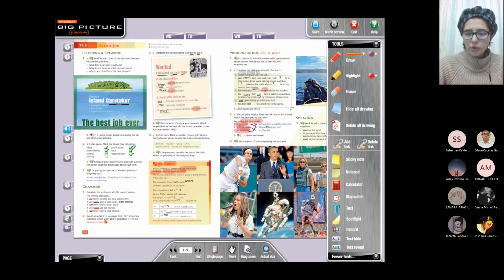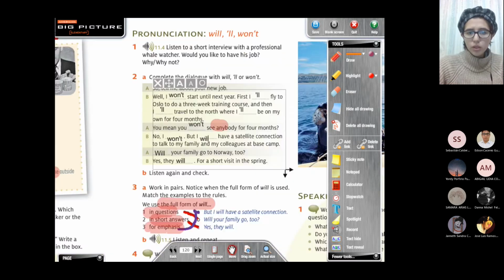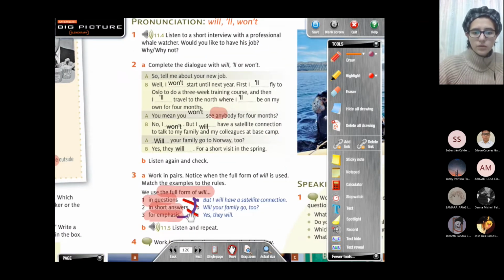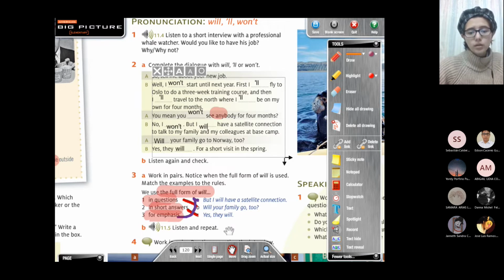Any questions you have here? ¿Alguna duda o pregunta que tengan con esto? This is important for you to remember when to use the full form, right? Acuérdense que siempre en short answers, ya sea de cualquier verbo, we're going to say yes, they do, yes, they are, right? The full form, always. Don't forget that. Yes, they will.